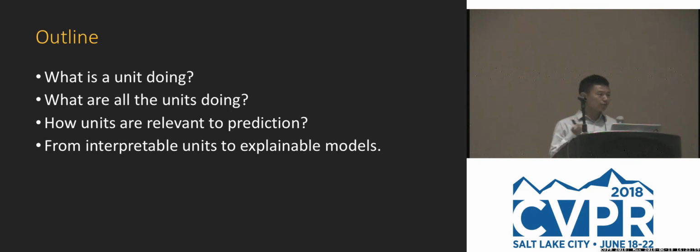There are a lot of interpretable units that emerge inside the representations. How are they relevant to the final prediction? Do they contribute more to the final predictions compared to the non-interpretable units? Lastly, I will move from interpretable units to explainable models, to show you how we can build better explainable models by leveraging the interpretable units. I will also talk about some future directions.